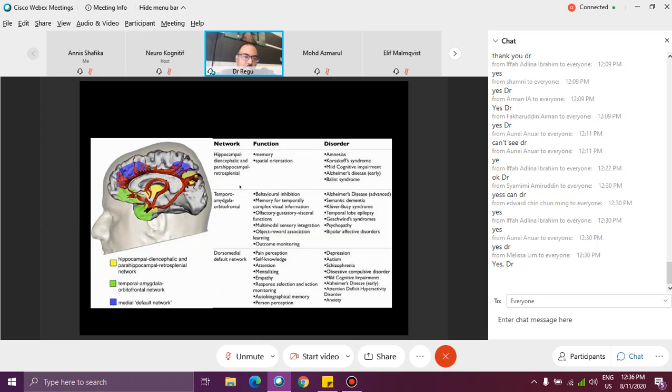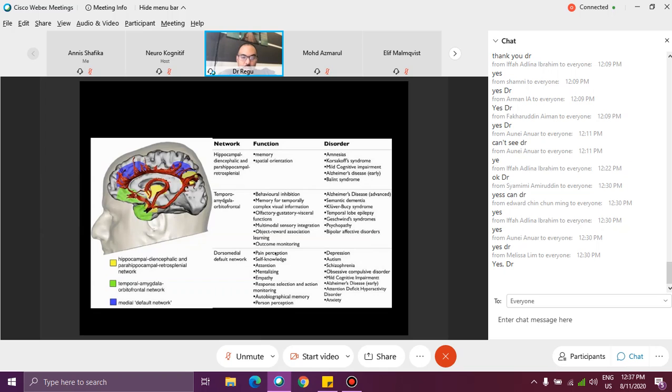Now, if it's something affecting the temporal lobe, amygdala, and orbitofrontal cortex that's in front here, the green connections, it's more your behavioral aspects that are affected: your inhibition of behavior, your temporal memory, your response to smell and memory, olfactory, gustatory, visceral function, and outcome monitoring. So these are some of the disorders you get with this.